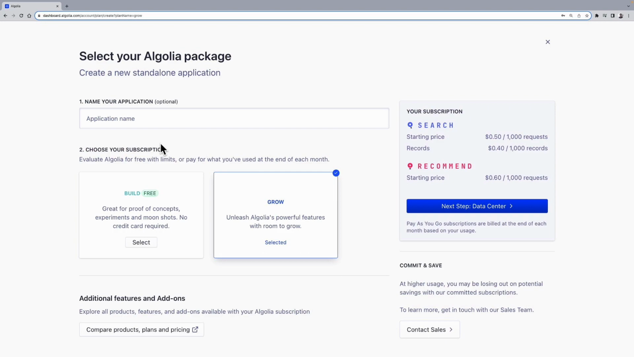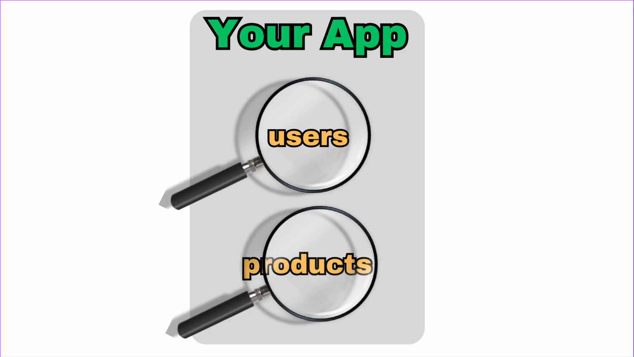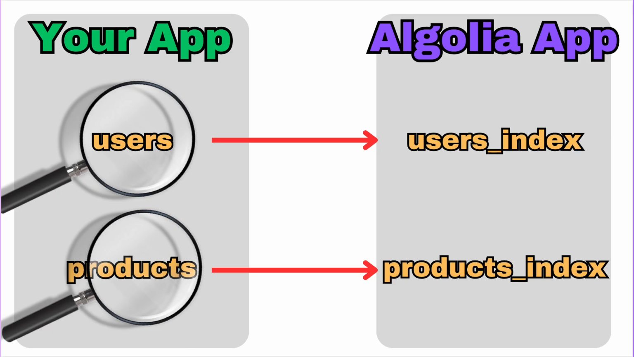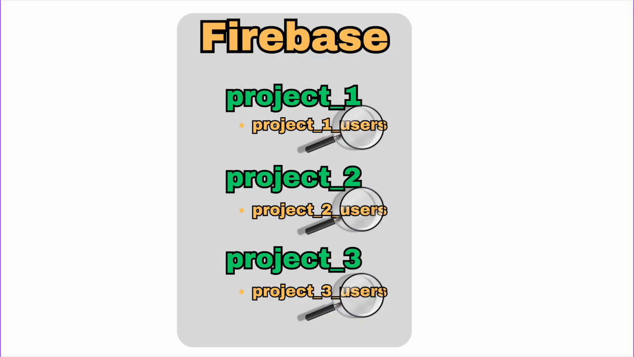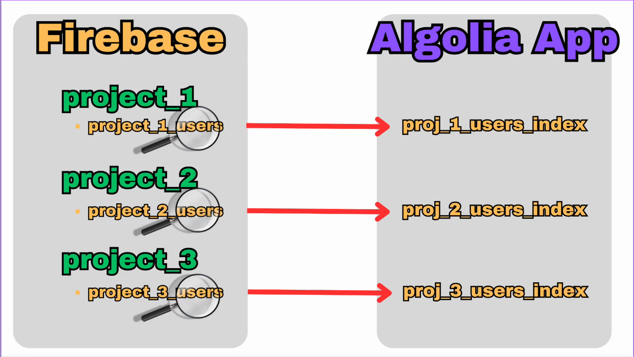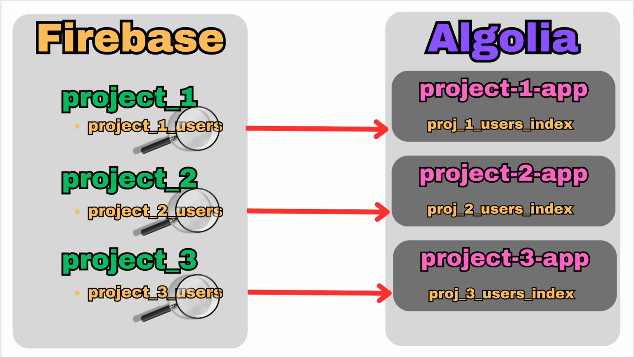So in your app, if you have search feature for users and search feature for products, you'd need to create two indices inside your Algolia application. One for the users collection and another for the products collection. If you have two or more Firebase projects, each with its search feature, you can house all the indices inside a single Algolia application. But for the sake of organization, I recommend creating one Algolia application for each Firebase project.